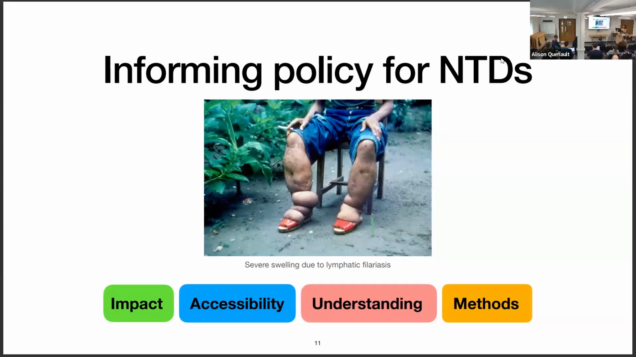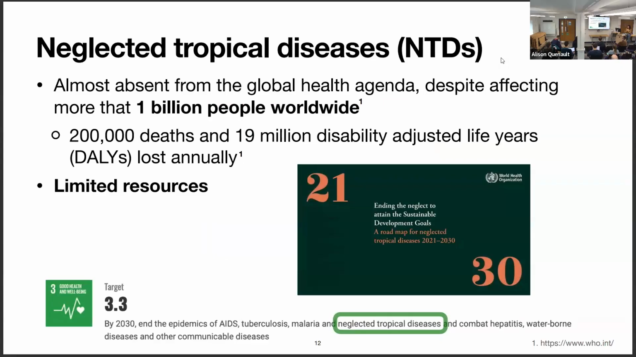So first, looking at informing policy for neglected tropical diseases. I assume many people haven't heard about them. It's in the name, they're neglected, they don't get a lot of attention. But they do impact more than 1 billion people worldwide. There's quite a high burden to these diseases. If we look at deaths and disability adjusted life years, these can be quite debilitating, but they receive a lot less attention than other things like tuberculosis or malaria. As a result of this, they get quite limited resources to control the spread of these diseases.